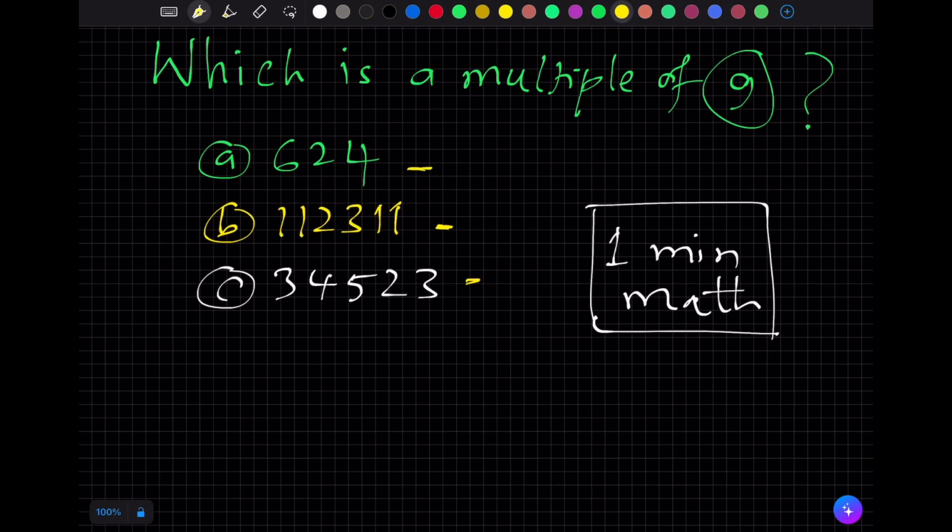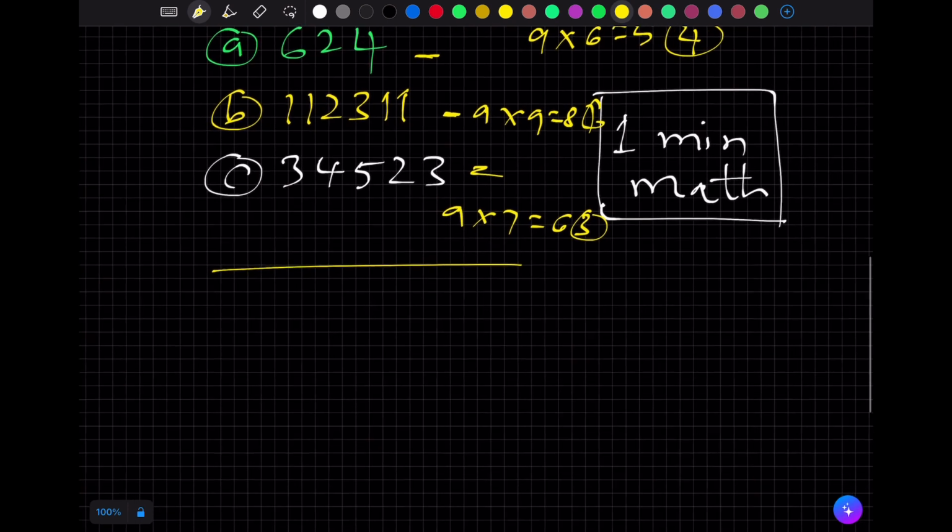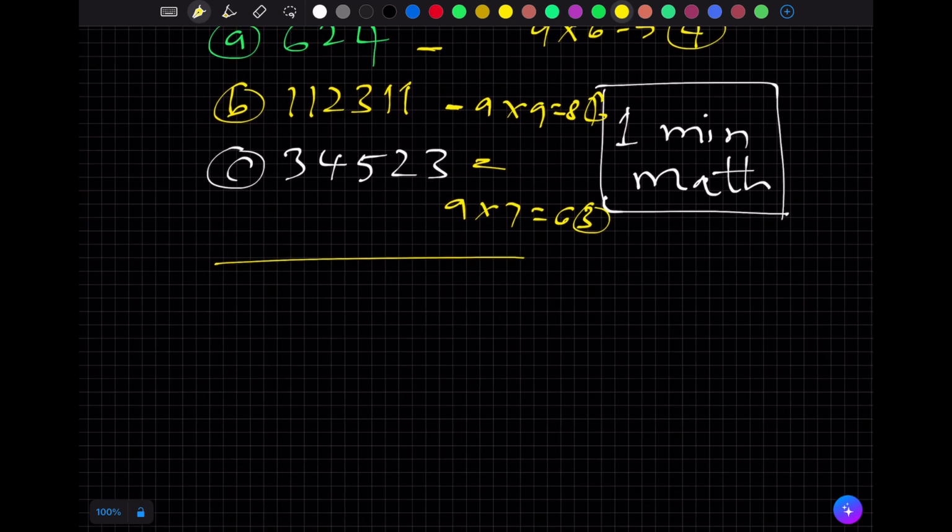Which of these answer choices is a multiple of 9? Answer A has the last digit of 4. You can multiply 9 with 6 to get 54. Similarly, for B, you can get the 1 by 9 times 9 equals 81. And the last one, you can get 3 from 9 times 7.